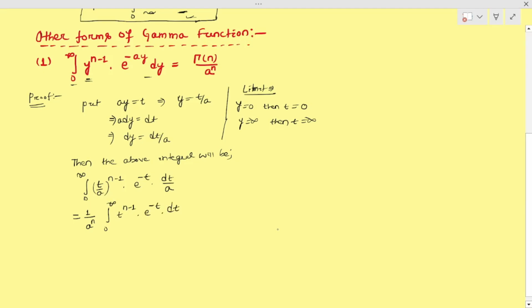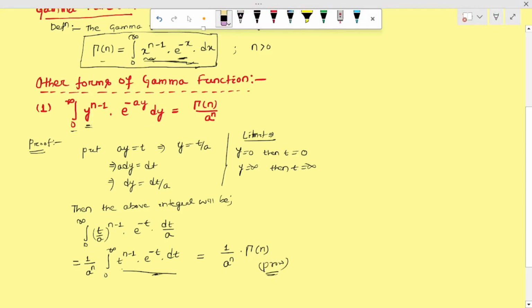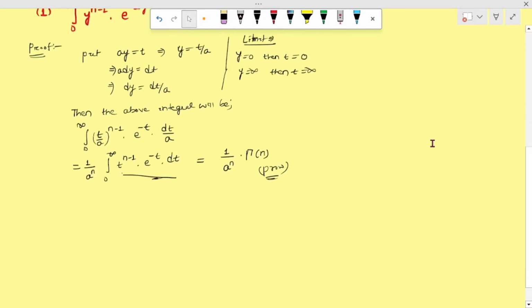Here t is a dummy symbol and can be replaced by any letter. If I replace t by x, then this is x to the power n minus 1 e to the power minus x dx, which is nothing but the gamma integral. So finally we get 1 by a to the power n times gamma n. This much we needed to prove, and it has been proved. So this is another form of gamma function that you can remember. First one done, then we move to the second one.